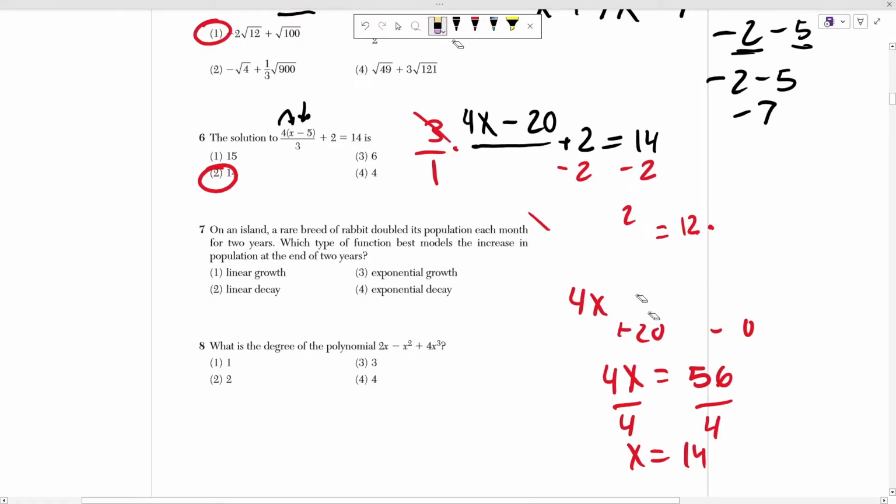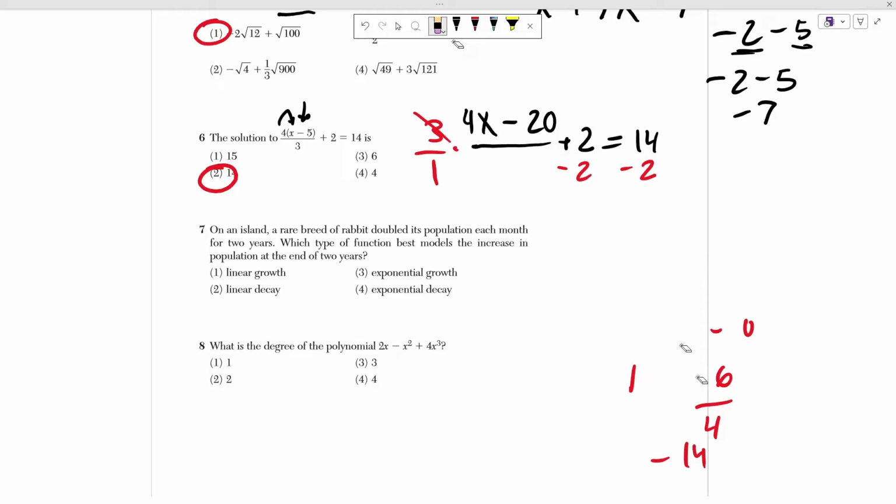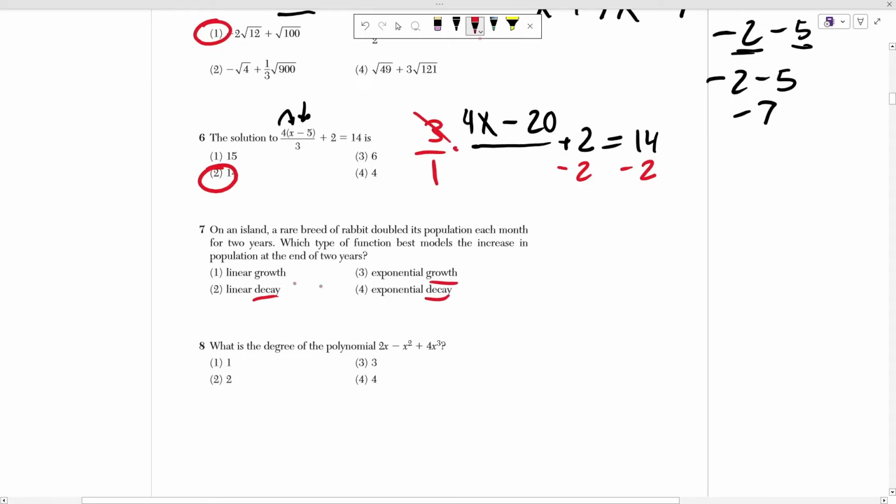On an island, number 7 says, on an island, a rare breed of rabbit doubled its population each month for 2 years. What type of function best models the increase in population over the 2 years? Well, there's multiple ways for us to go over this. Number 1, we have stuff that's called decay, right, and stuff that's called growth.